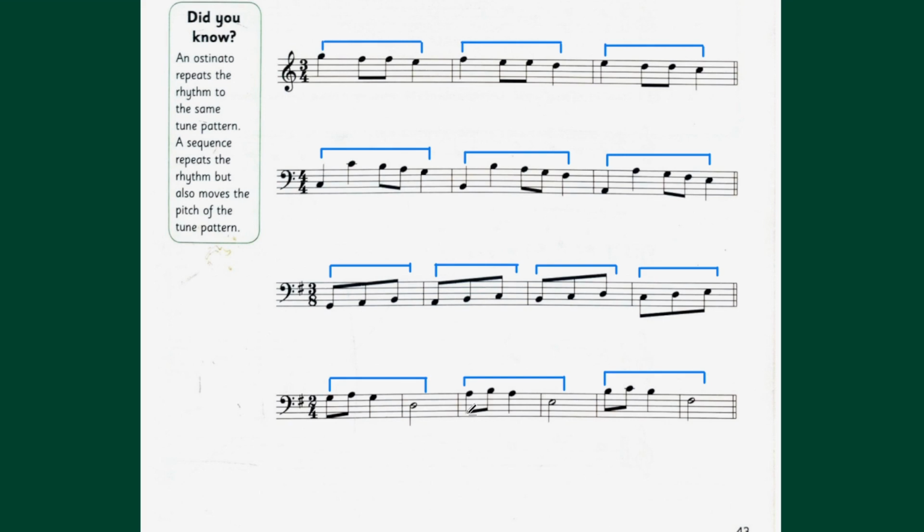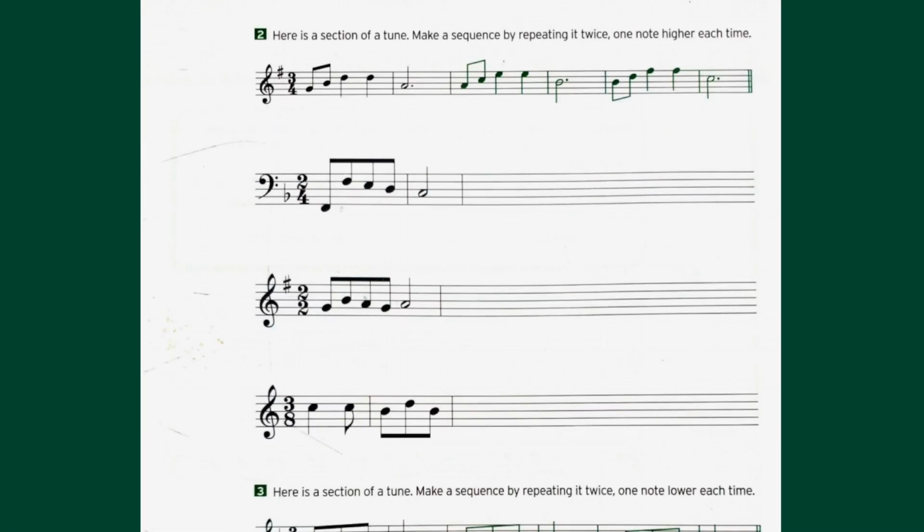So just remember, a sequence does not have to move one step higher or lower each time. It can move 2 steps or several steps higher, and you can shift the melody any amount of steps you want. Okay, let's take a look at the second question. Here is the section of a tune. Make a sequence by repeating it twice, one note higher each time.